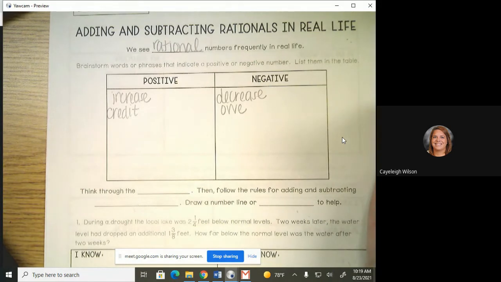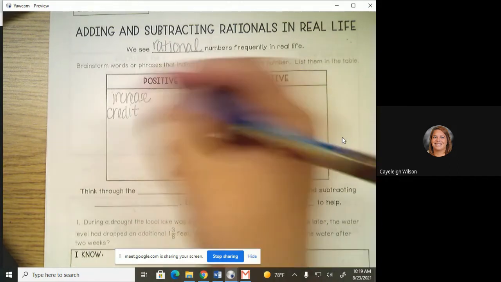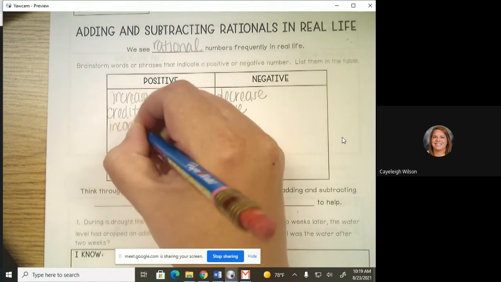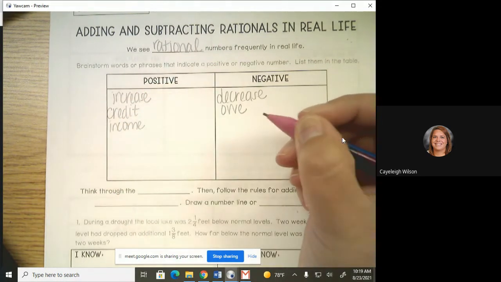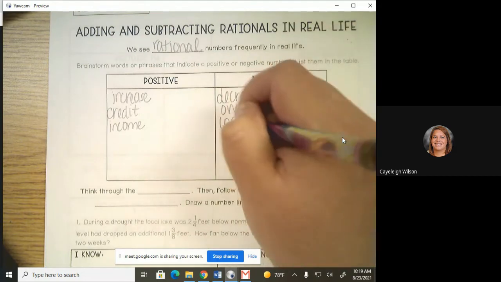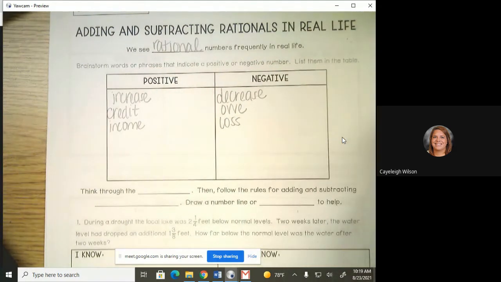If you have some sort of income, that's like the paycheck that you get paid. So that's the money that you're bringing in. Or a loss, if you lose money, that would be a loss. So that would also be called a negative profit, is a loss.